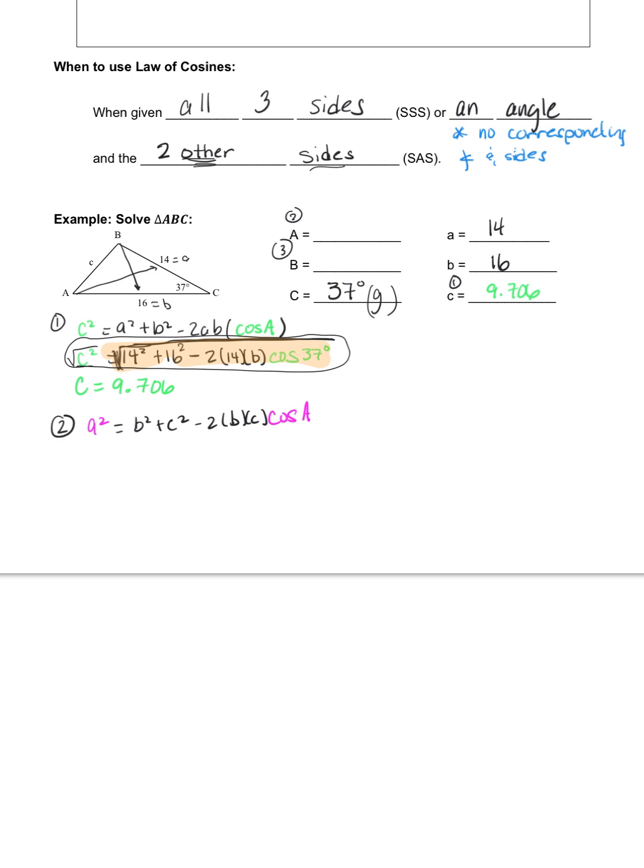All right, I have A squared. A squared is 14, so this is going to be 14 squared, equals B squared is 16, and C squared is, now these are given up here, and we use all those, but we obviously have to use the third side. So this is going to be 9.706 squared minus 2 times 16 times 9.706 times the cosine of A. There's our unknown. We have to solve for A.